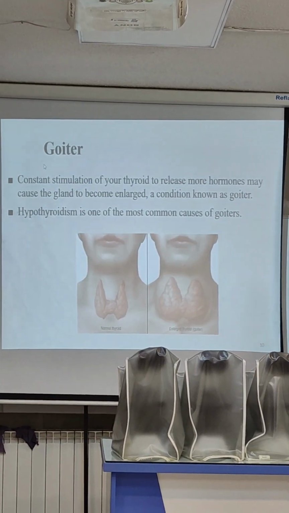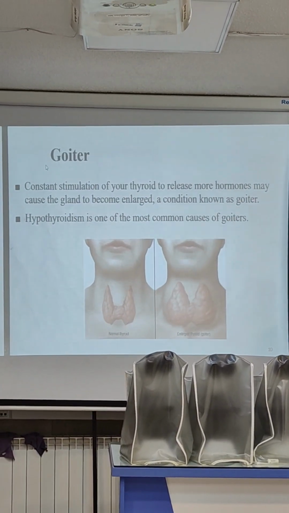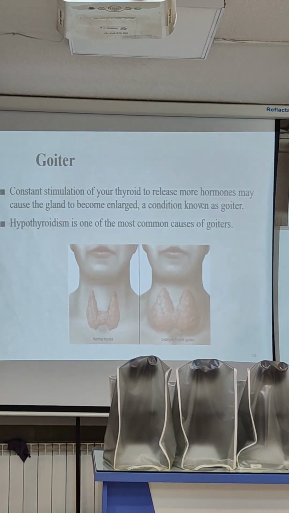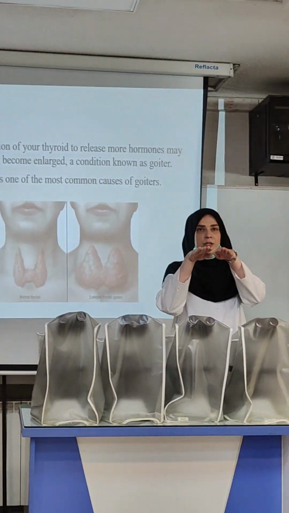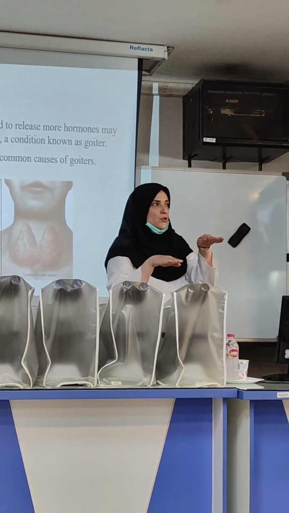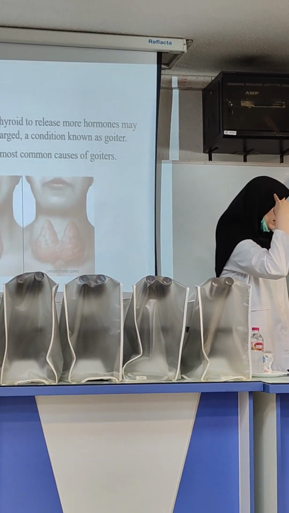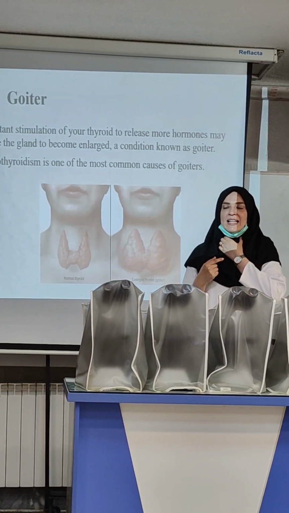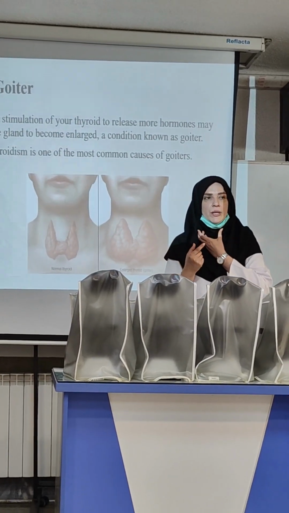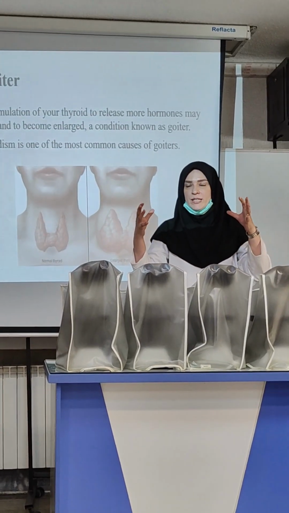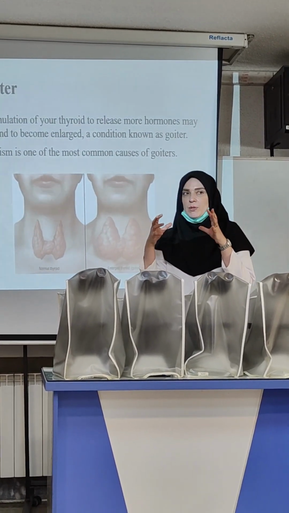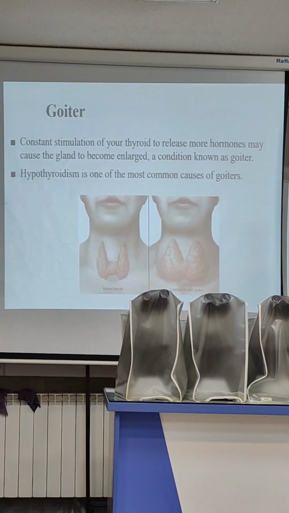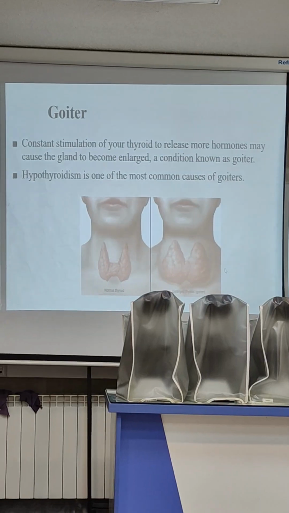About the goiter, actually, it is constant stimulation of the thyroid gland to release more hormones. For example, the concentration of the hormone in our body is very low. So our body, from the brain, sends a signal to the thyroid gland, and they stimulate the thyroid gland to produce more and more. As a result of this stimulation, the size of the thyroid gland becomes large. This situation is known as a goiter.